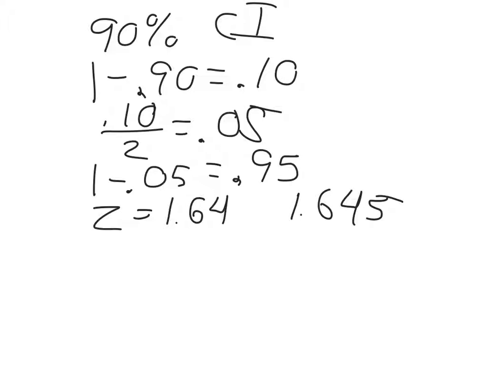Okay? And eventually you will see, we're going to set up a formula, x bar plus or minus z times sigma over the square root of n. So what we have just done is found the z component. Alright? Hope this helps.